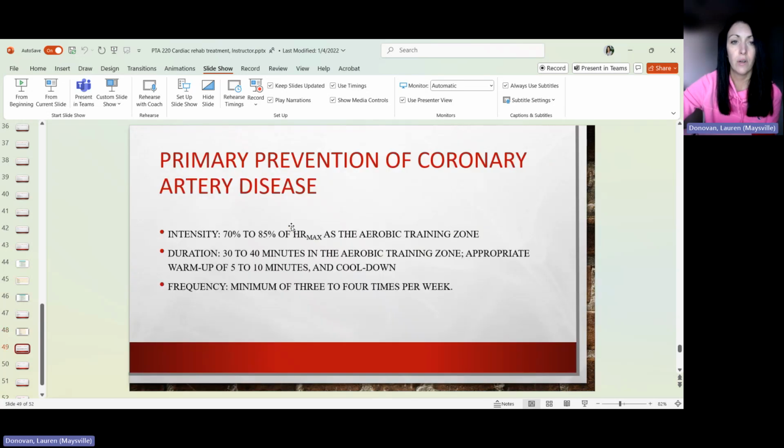Now, primary prevention of coronary artery disease. So we're kind of switching roles a little bit here, but not really. But you do need to know that. So this is just in general for all healthy individuals that don't have a previous heart disease or coronary artery disease. If they perform 70 to 85% of heart rate max, this is the target aerobic training zone that they should incorporate, and this should be for 30 to 40 minutes, the aerobic training zone, with a warm-up of 5 to 10 minutes and a minimum of 3 to 4 times per week. So make sure you know that as well.